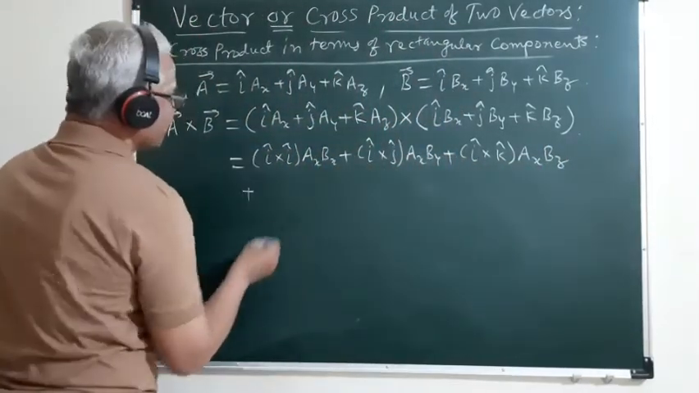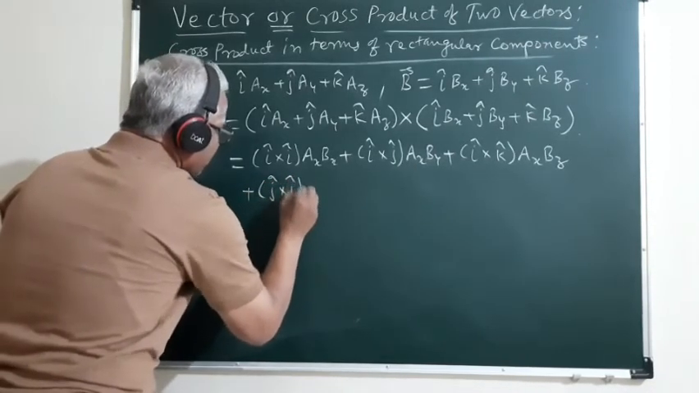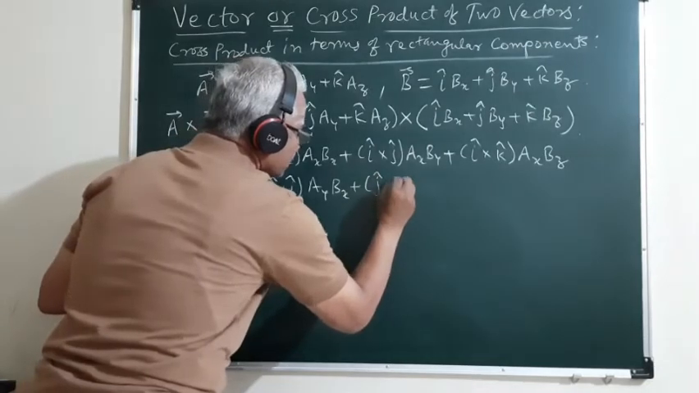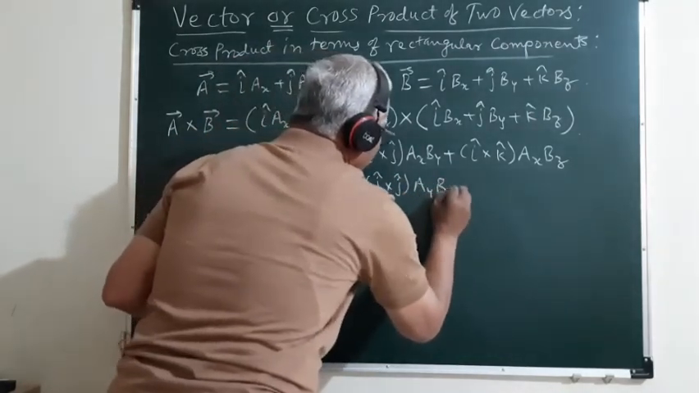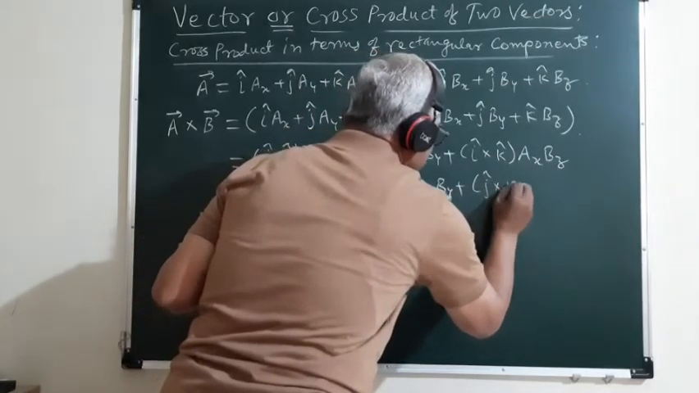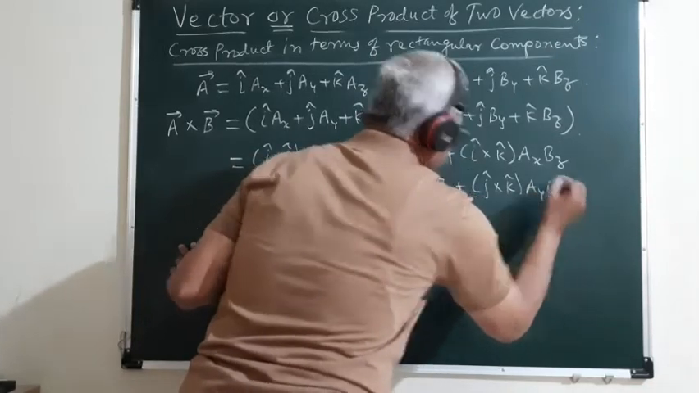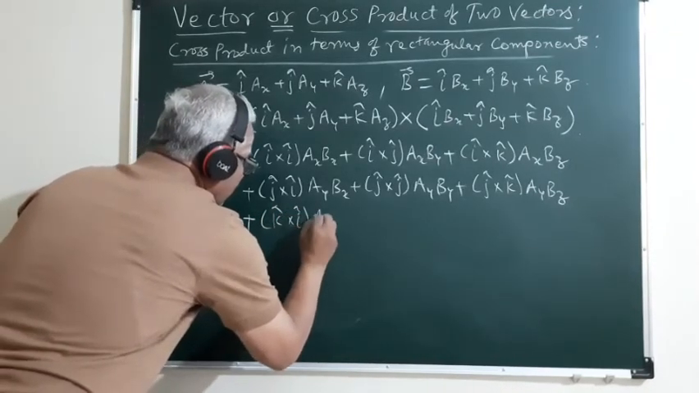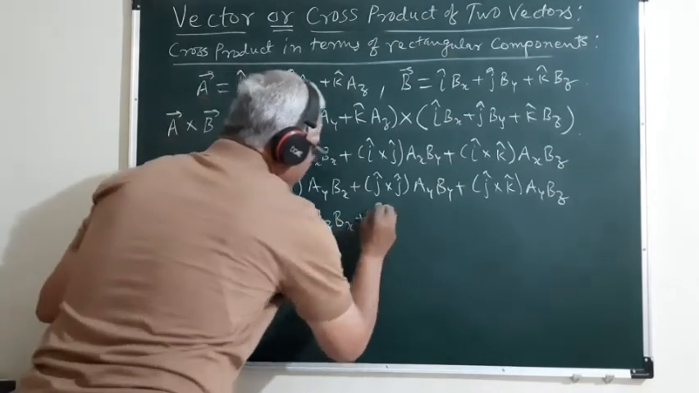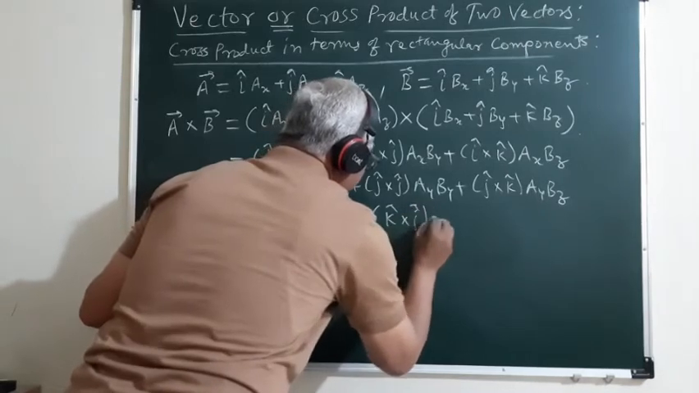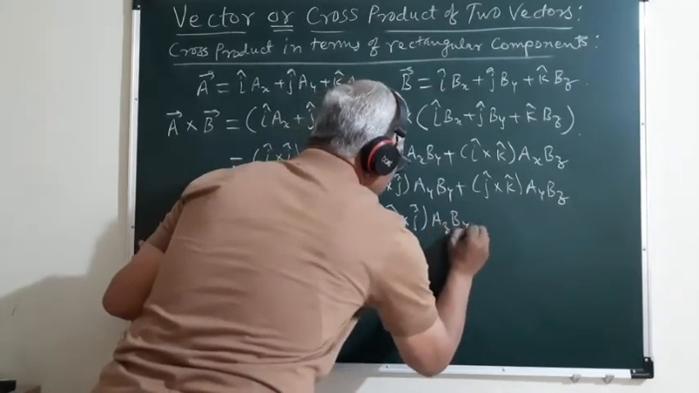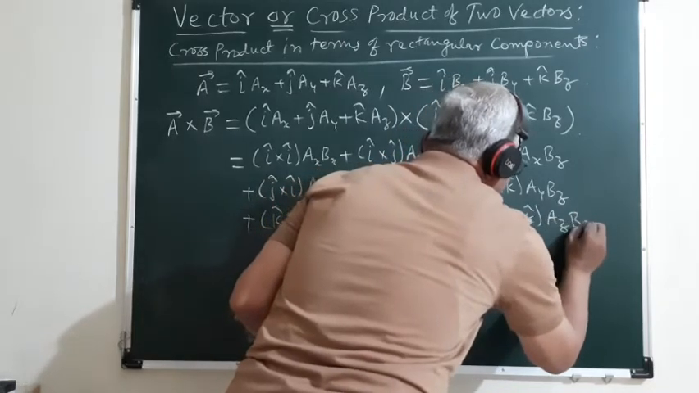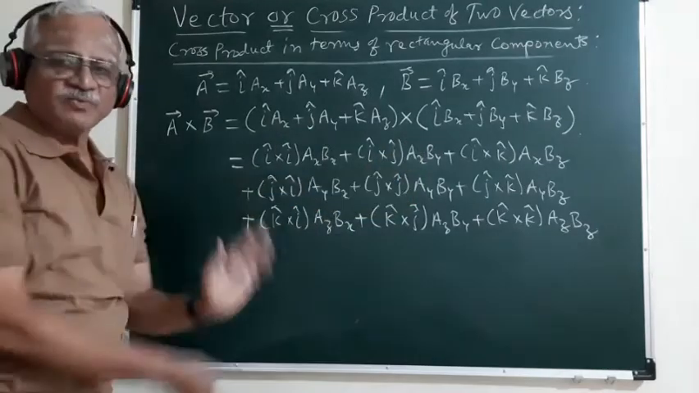Then plus j cap cross i cap ay bx plus j cap cross j cap ay by plus j cap cross k cap ay bz plus k cap cross i cap az bx plus k cap cross j cap az by plus k cap cross k cap az bz. So this is how we can express the cross product of the two vectors.